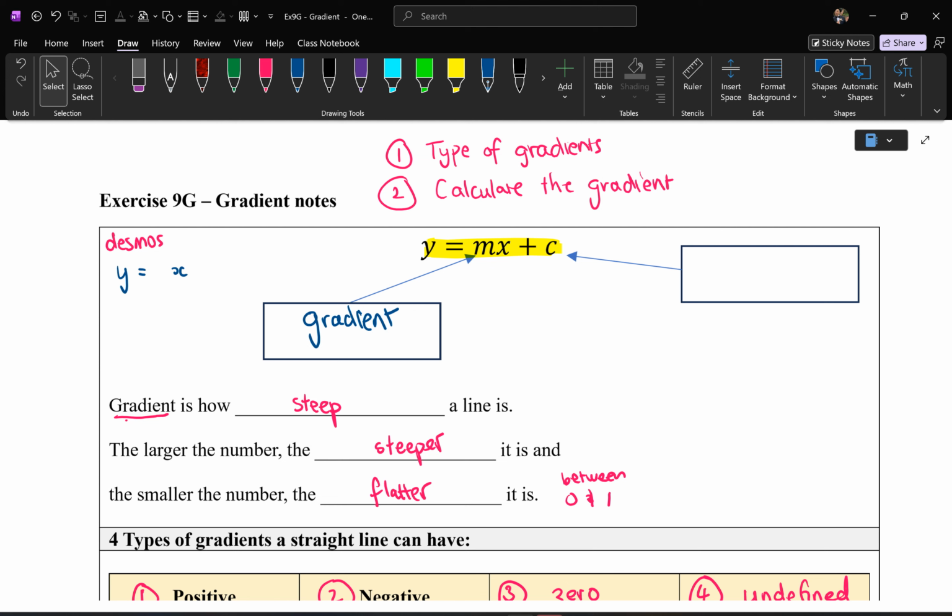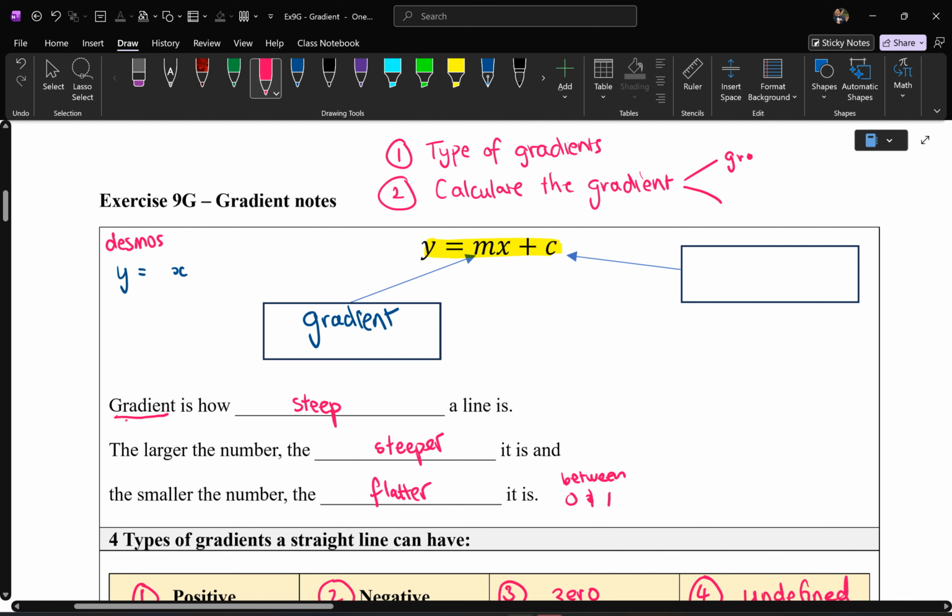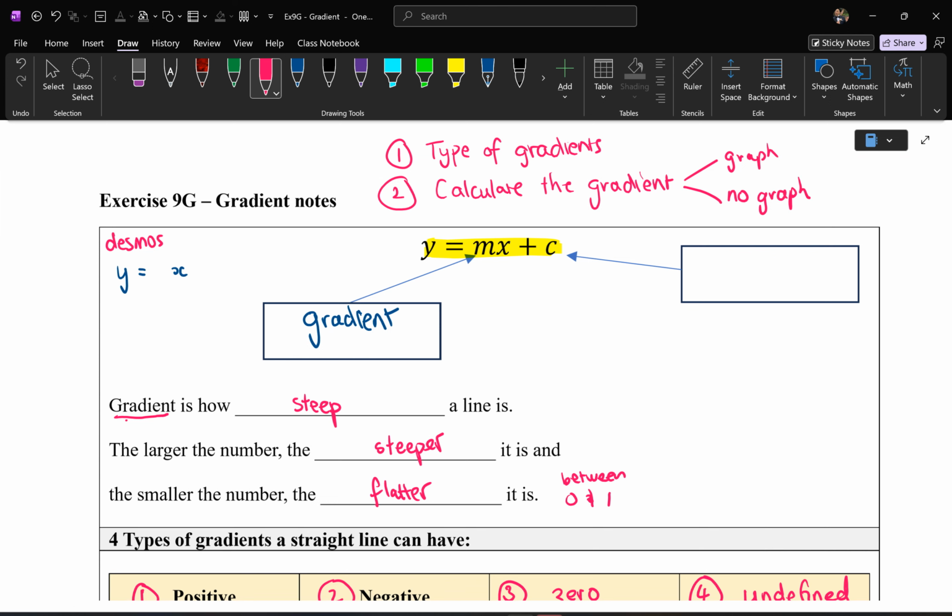At the start for year 8, you read from a graph, and then when you get into year 9, you don't have a graph anymore, and you have to learn how to calculate it. Both of which you need to know how to do. Okay, so I'm going to write here, graph and no graph. You have to know how to do it for both. Cool? Good. That's why I want you to copy down.